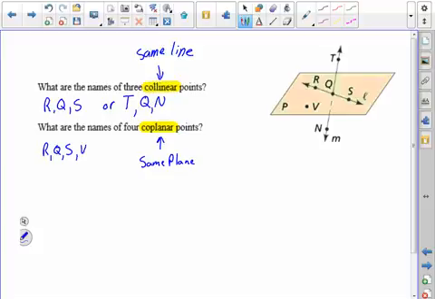So talking about the students on the floor, if I decided to stand up on my desk for some reason, I'm no longer on the floor, I'm above it. So I would be not on the same plane, therefore I would be considered non-coplanar.